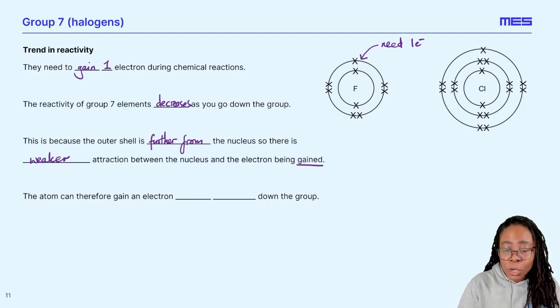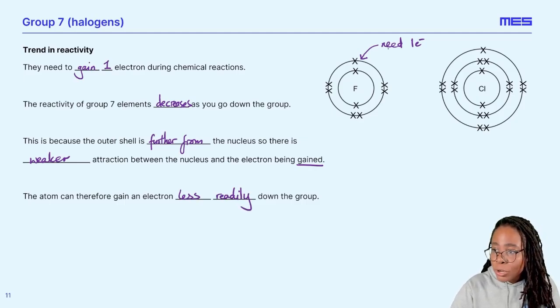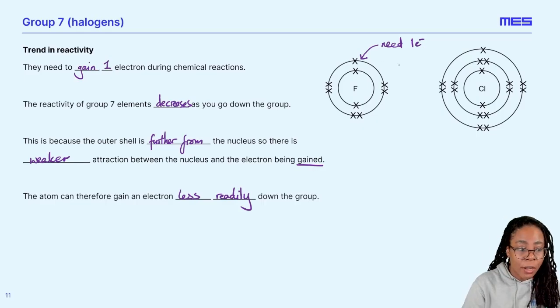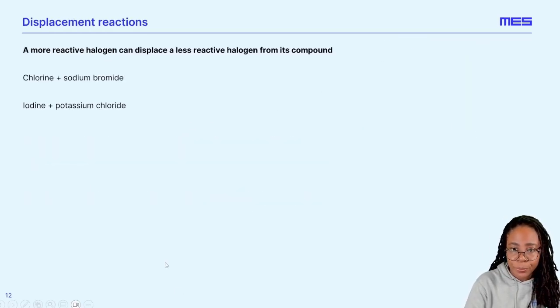So the atom, as we go down the group, can gain an electron less easily or less readily. It's going to be much harder to attract that negative electron if it's further from the nucleus.